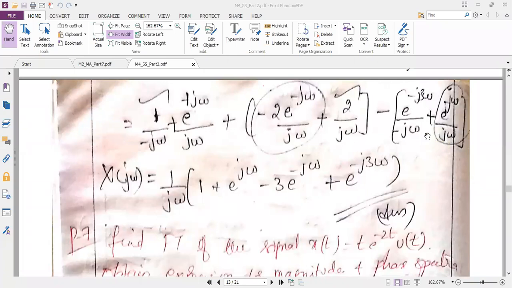Yes, ma'am. Okay, simplification, just try the simplification. See, I have highlighted 2 by j omega plus minus 1 by j omega. These two terms you can combine. So 2 is the bigger number, so 2 minus 1 is 1 by j omega. So here you will get 1 by j omega. Similarly, any terms like that you can combine.